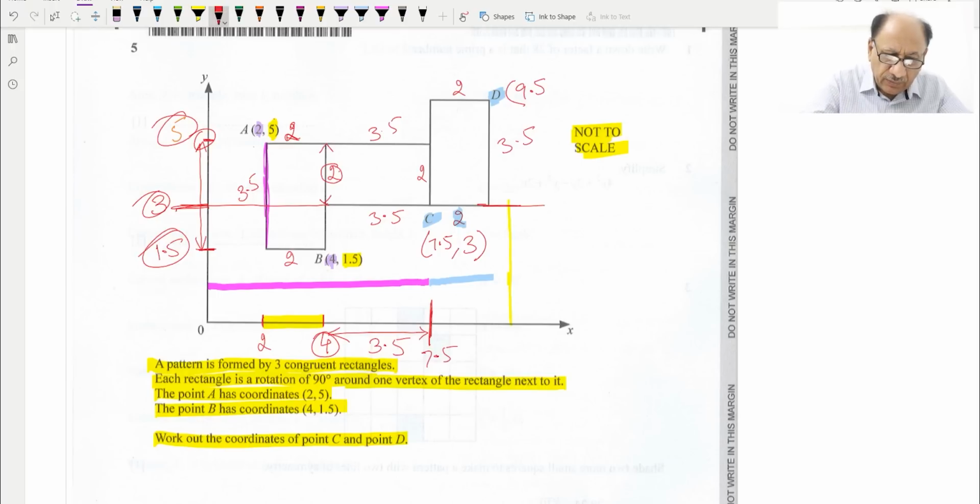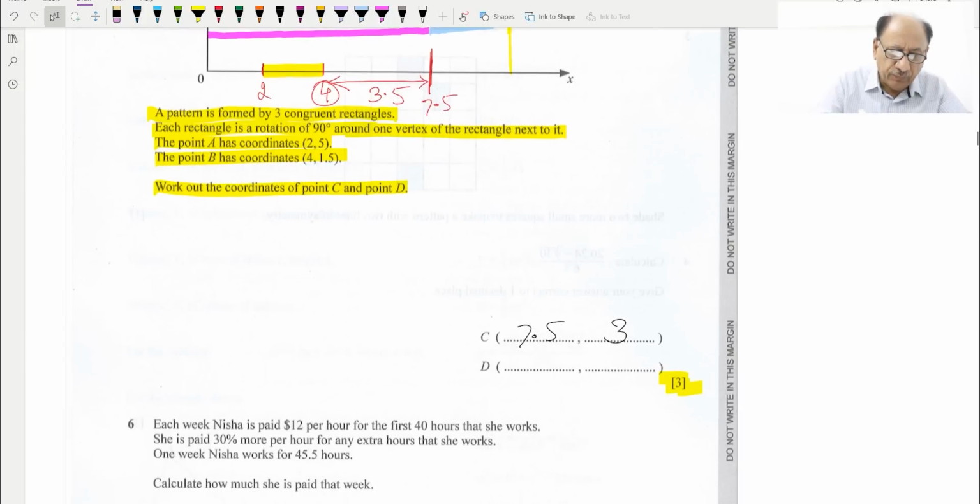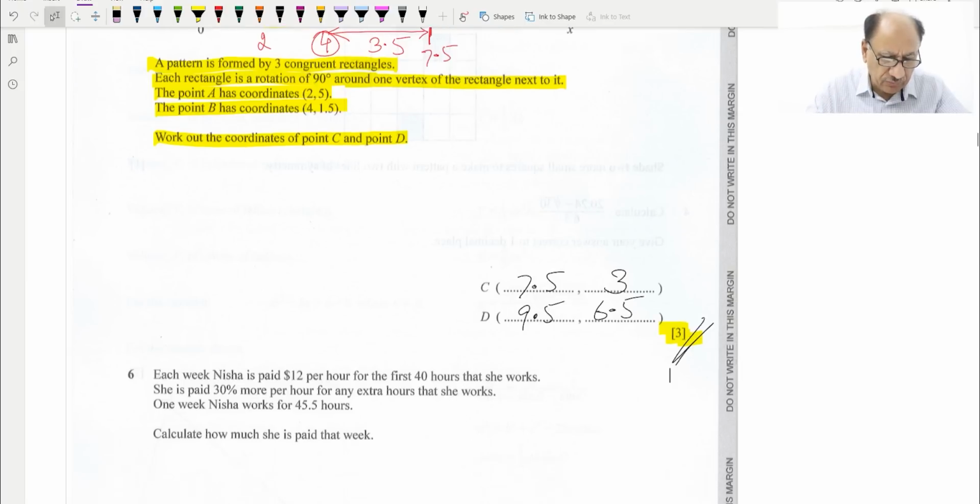is 3, then after that up to this one is 5, so I'm taking the reference from here till here is 5, and to that we will be adding 1.5. This portion we will be adding in this, so 5 plus 1.5 will be 6.5, so the coordinates of D will be 9.5 and 6.5. Hopefully you understand this. This was a 3-mark question which we have done.